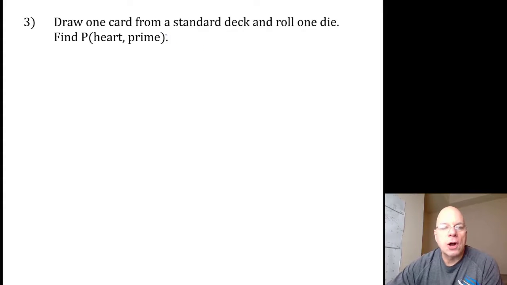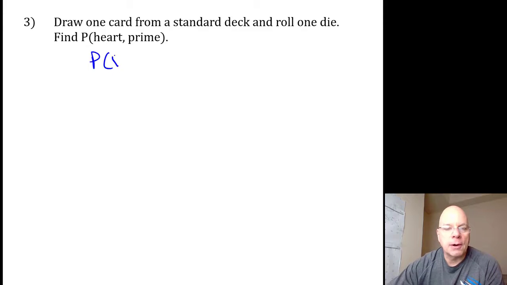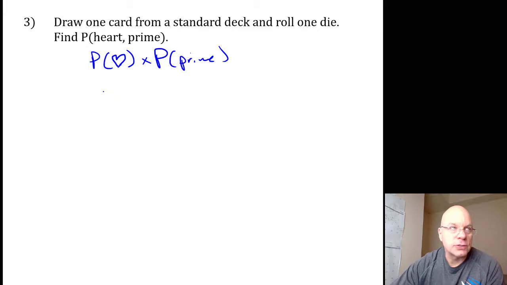Number 3, draw one card from the standard deck and roll one die. We want to find the probability of getting a heart. So the probability of heart multiplied by the probability of rolling a prime number. The probability of heart, there's 4 suits. Well, there's 13 cards in each suit, so 13 over 52, but we know it's going to be the same as 1/4. 1/4 of the cards are hearts.